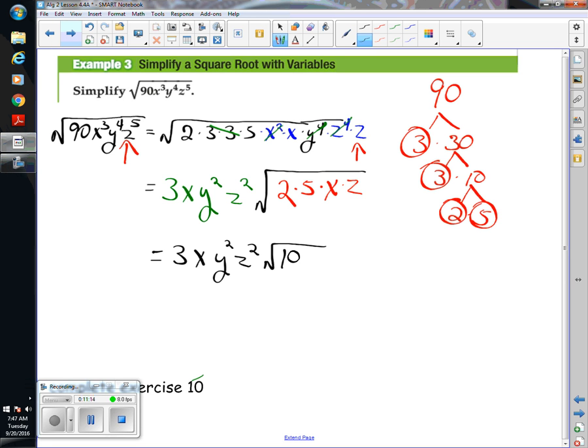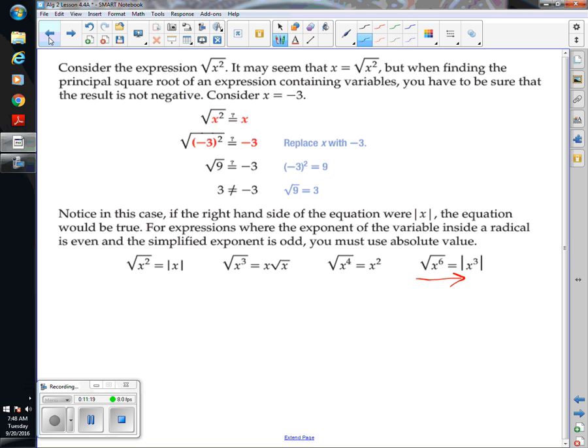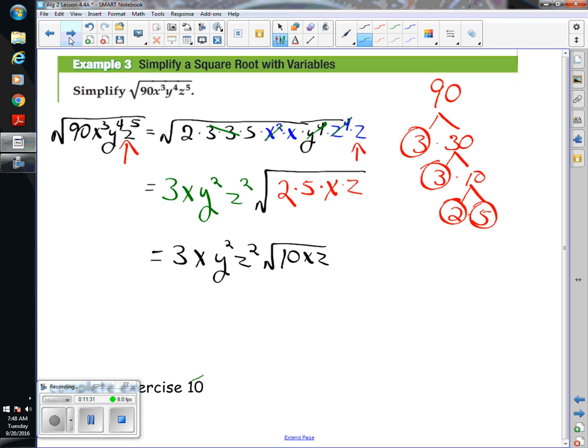Now, going back to our rules here. For expressions where the exponent of the variable inside a radical is even and the simplified exponent is odd, you must take the absolute value. So we can see here, going back to this one, I don't need to worry about absolute value with x because the original power was odd. Now I'm looking at y. The original power was even. This is even. I do not need to worry about it. Odd, I do not need to worry about absolute value.